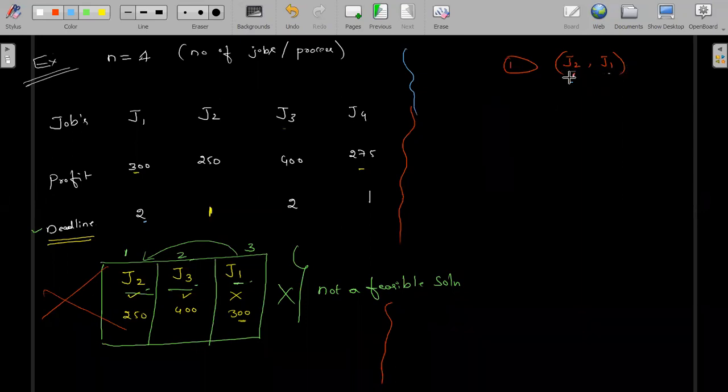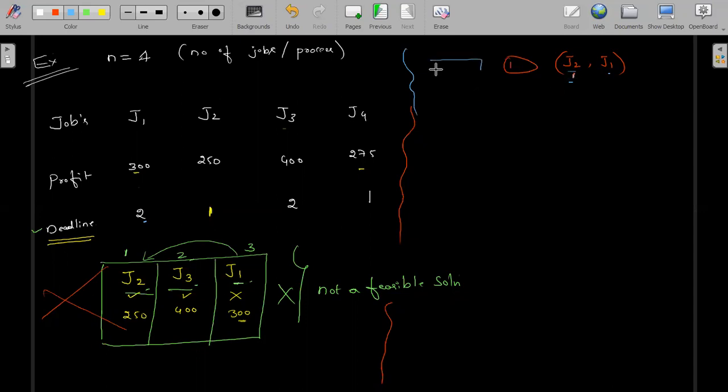J2 will take 1 month, yes or not? 1 month is required. Again, J1 requires 2. Even J1 can finish here also, but J2 will say that someone is going to use it. Why should I finish in the first month? So someone can use the slot. That is the reason why.